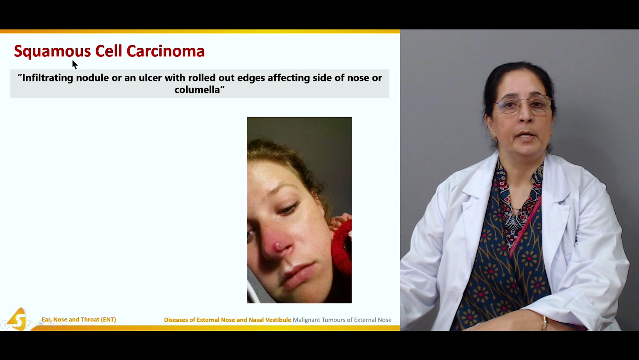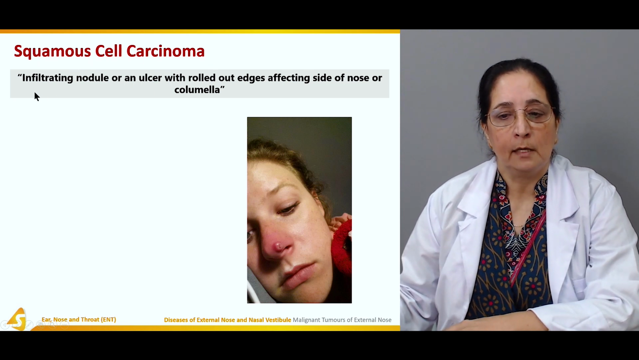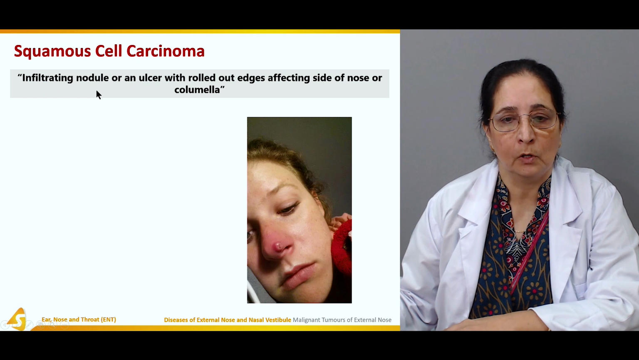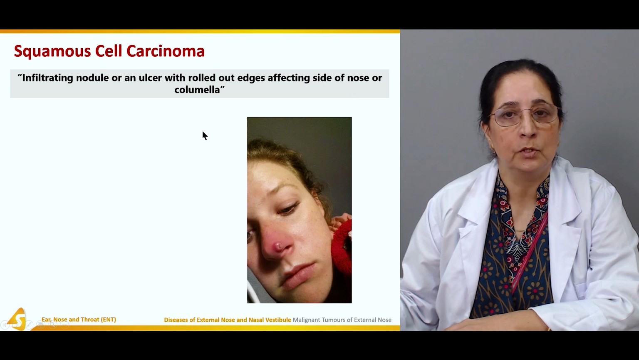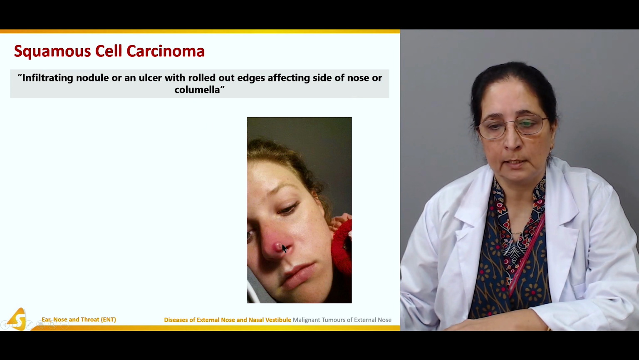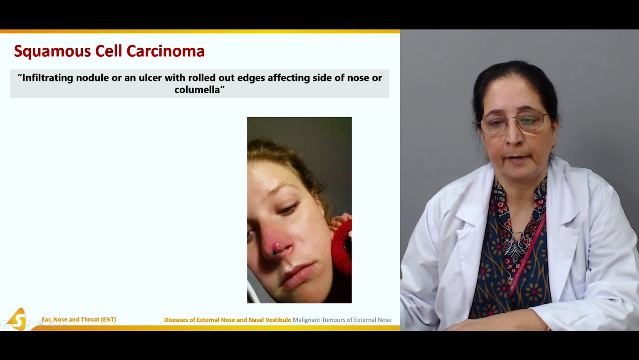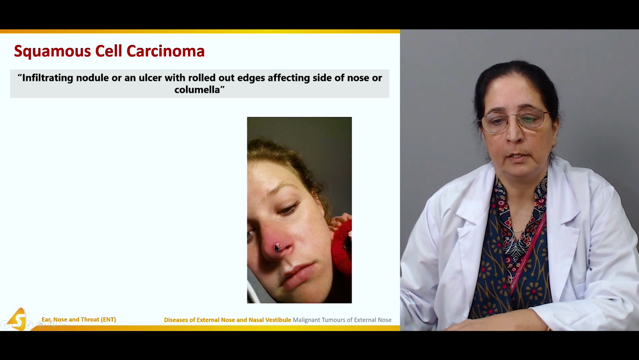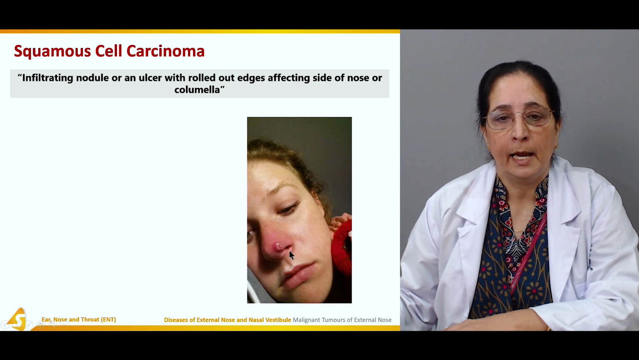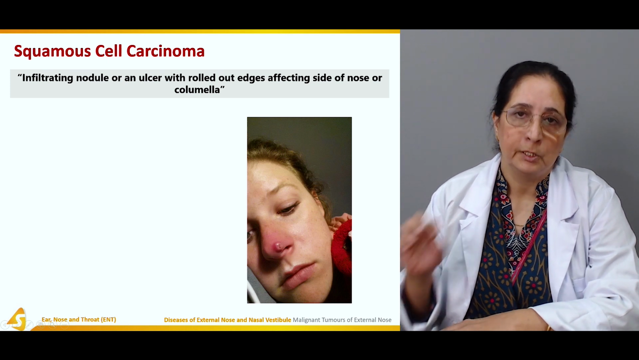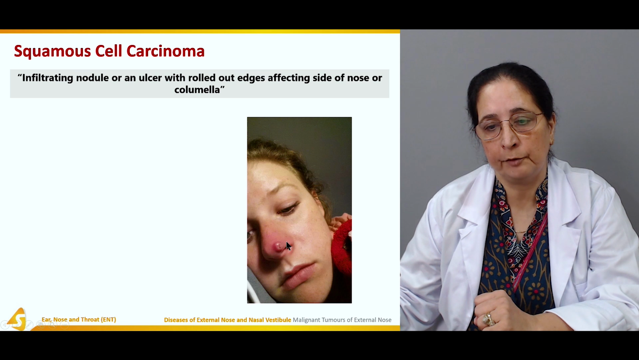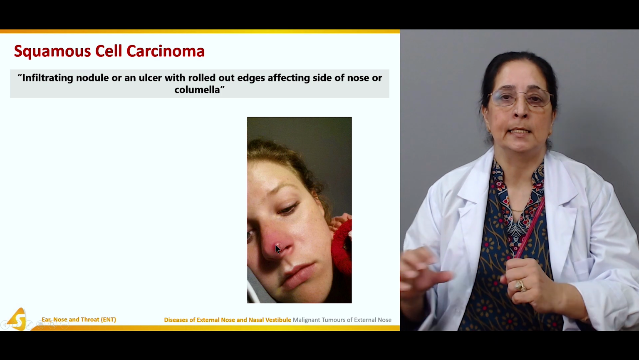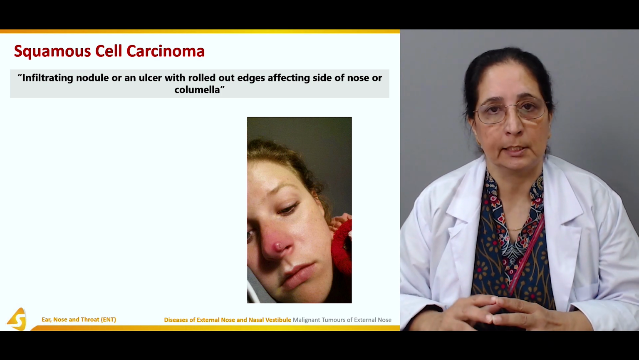The next type is the squamous cell carcinoma. These are infiltrating nodules or ulcers with rolled edges affecting the side of the nose or the columella. So the side of the nose or the columella is usually affected, and it is an infiltrating nodule. It infiltrates deep, or it can present as an ulcer with rolled edges.